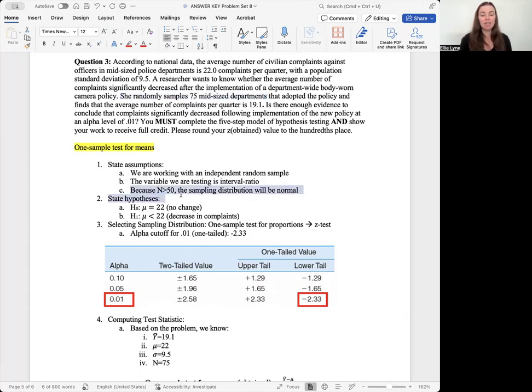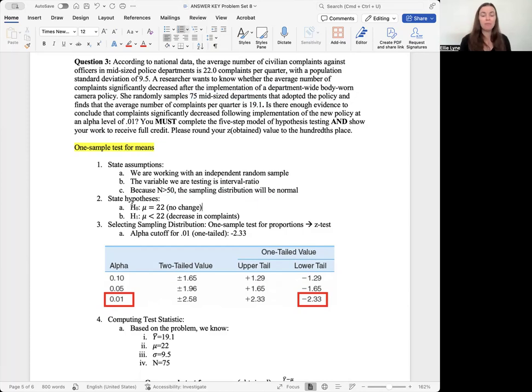And because n is greater than 50, the sampling distribution will be normal. Unlike question number 2, which only had a sample size of 30, here I see that we have 75 mid-sized departments, and so we're good on that front. And so we do expect the sampling distribution to be normal, and we can assume that. So we have check marks on all 3 of our assumptions here. So we're good to go to proceed to step number 2.